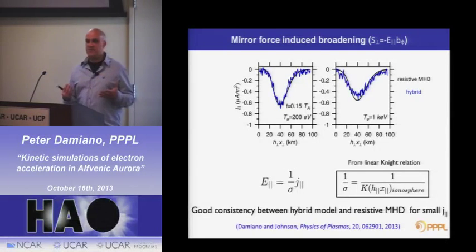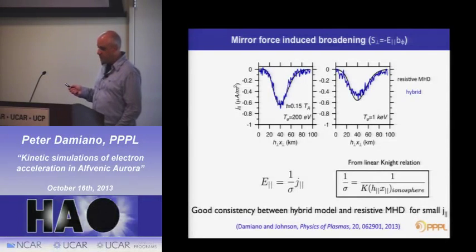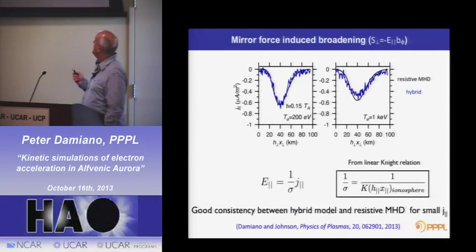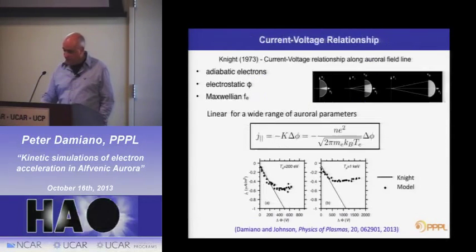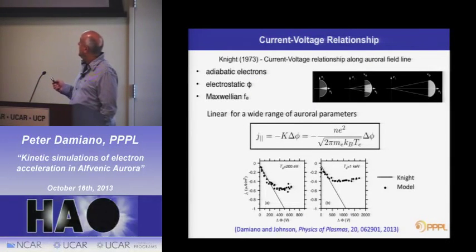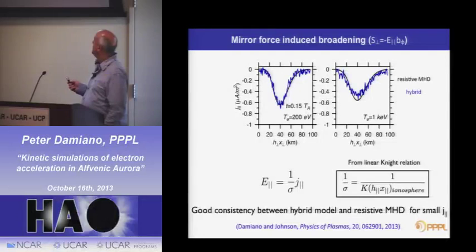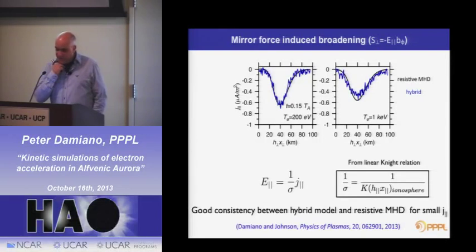So essentially, it's the same basic set of equations as the hybrid model for the MHD side. But now, instead of using the kinetic electrons, we're just using this simple parallel Ohm's law with a conductivity defined by the Knight relation. And you can see that for the early times I highlighted in the previous simulation, for the low currents I discussed here, you get a very good correspondence between the hybrid model and the resistive model.